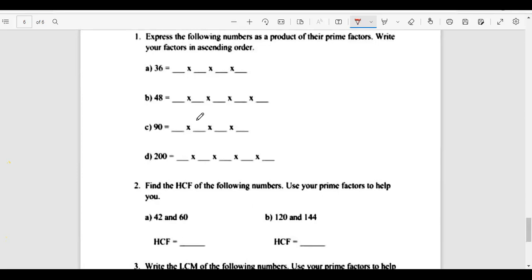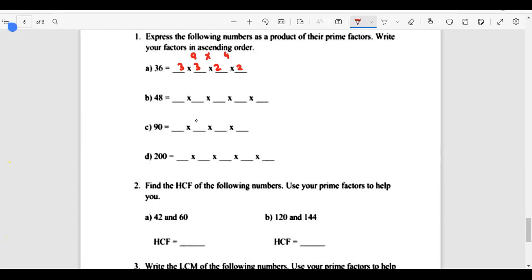Okay, we'll be practicing prime factorizations as well. So this is what I taught yesterday. 36 can be written as 9 into 4. Yes, okay, 9 into 4. Very good. And then I can write down 9 as 3 into 3 and 4 as 2 into 2, right?